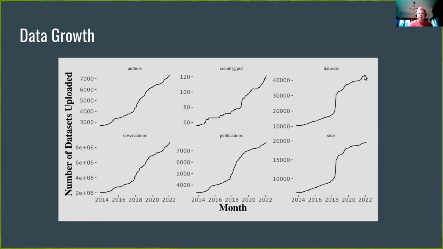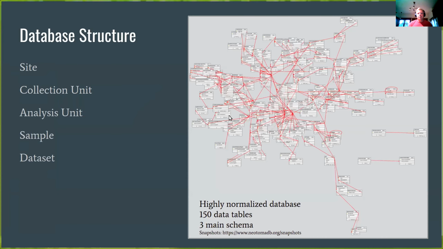There's over 40,000 unique data sets within the database, representing about 20,000 sites, and more than 6 million unique presence absence, or more than 8 million unique observations within the data sets, and those may be presence absence, they may be minimum number of individuals, or they might be NISP, number of individual specimens. So the database is quite complex.